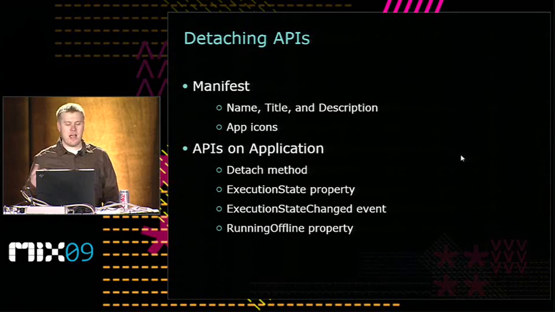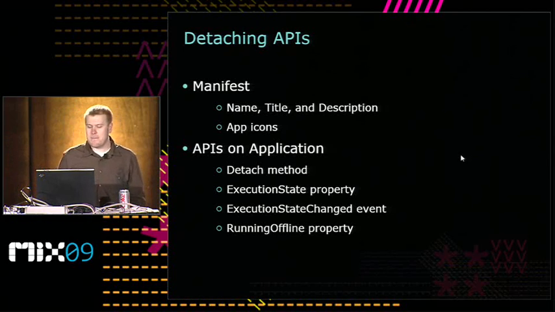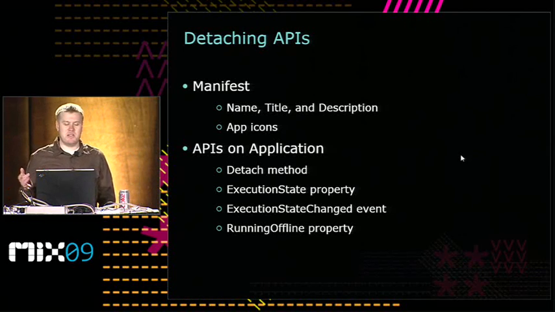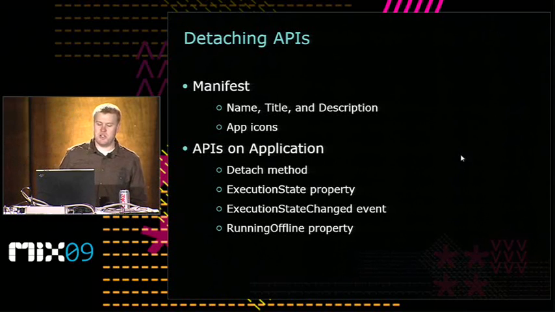And then on the application object itself, you have the detach method, which is the thing that initiates offline. We'll show demos of all this stuff in a second. You have execution state, which tells the developer whether the app has been enabled for offline use, or is only a browser-based app. It also has information about when updates are available, and the state of your app as it's being transitioned from in the browser to out of the browser. And then there's a state change property, which tells you when those things change.